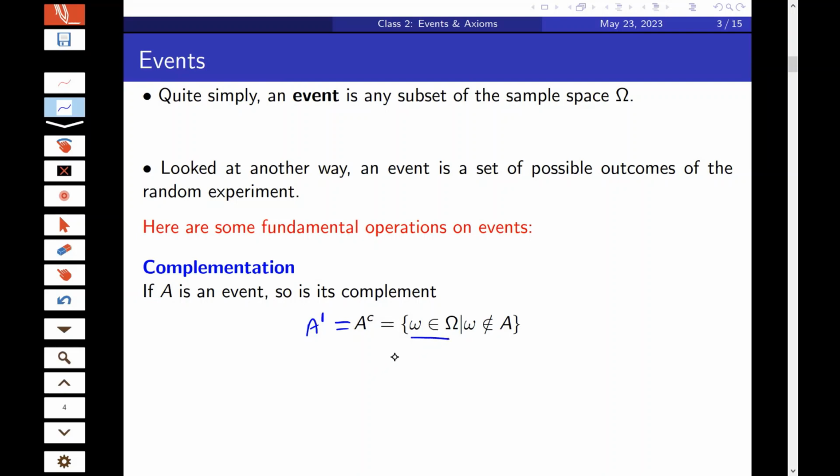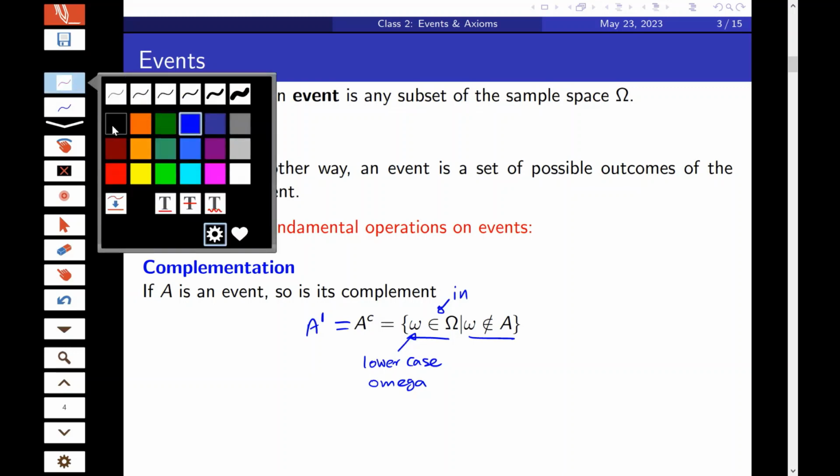This means all omegas, this is the lowercase omega, in the sample space that are not in event A. We can visualize this, and that's the important part, so try to understand the visualizing part.